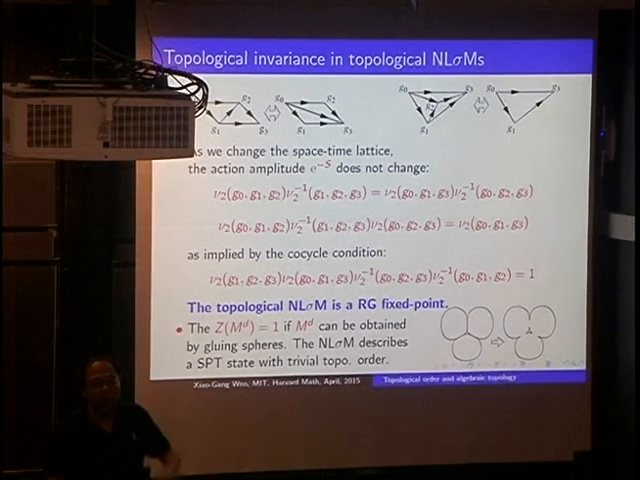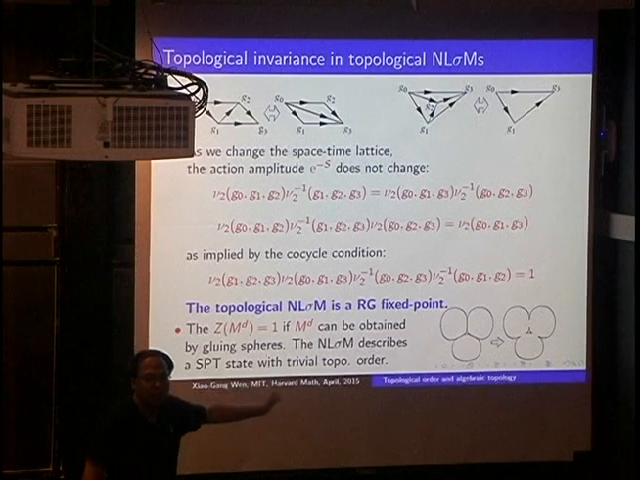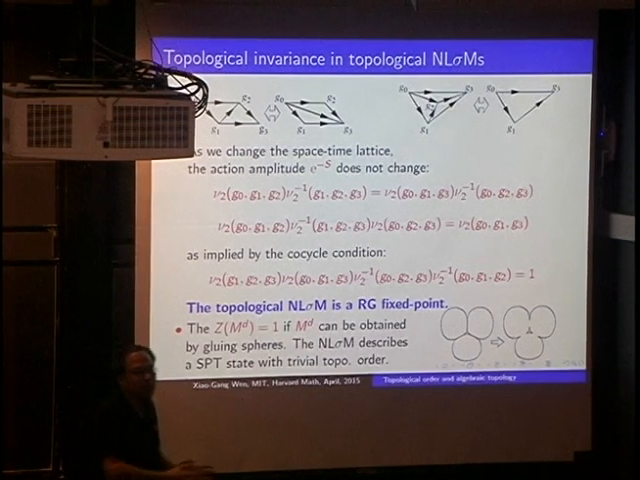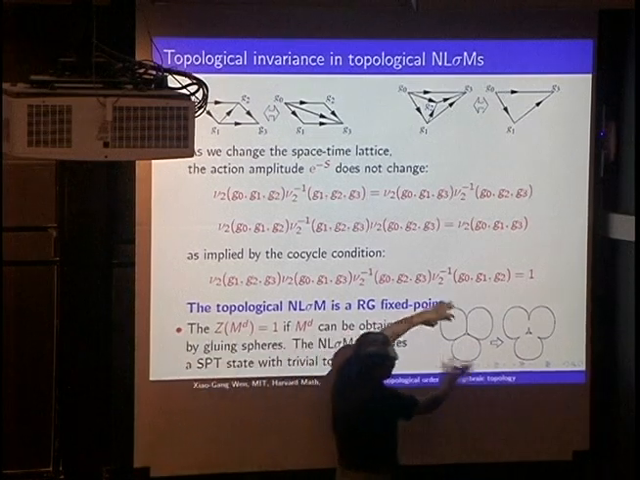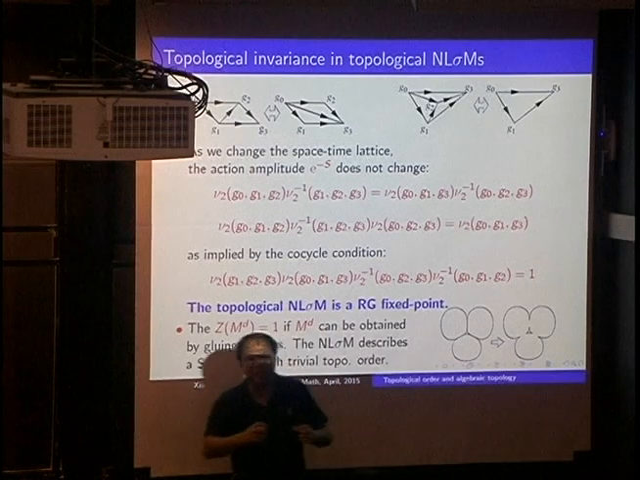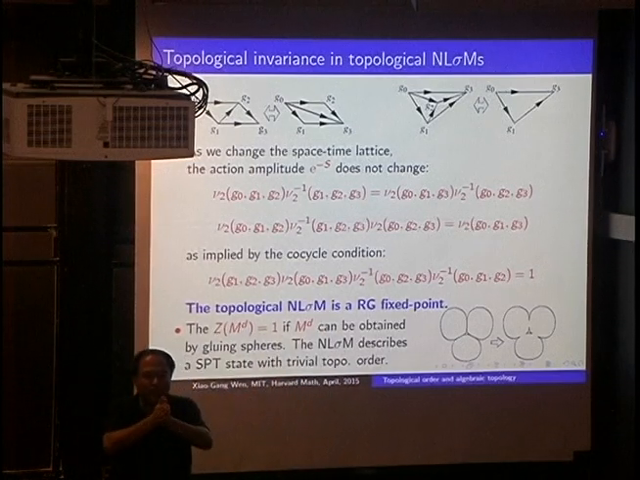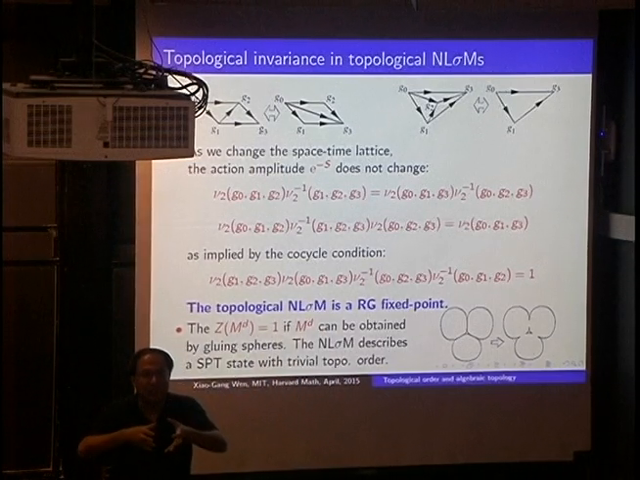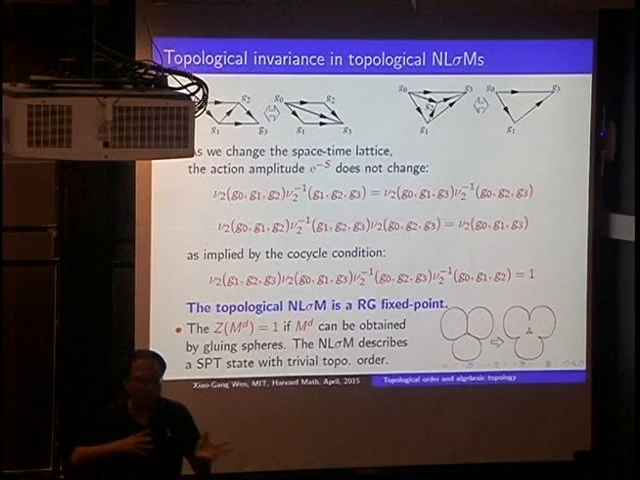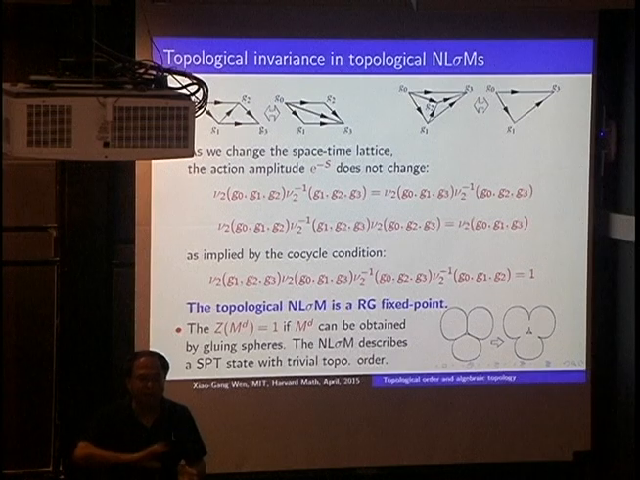Therefore, not only for the sphere is the partition function equal to 1, for the torus it is also equal to 1, as for any manifold which can be constructed by gluing spheres in this particular way. I don't know the name for that. By attaching two spheres and removing the common part, you can change the topology this way. And for anything related this way, you can show the partition function always equals 1.